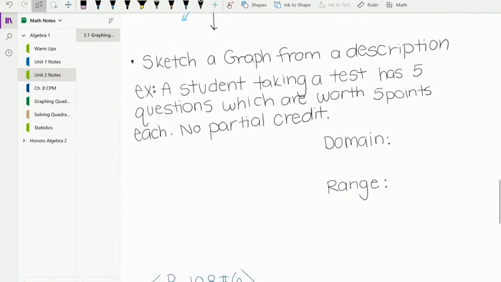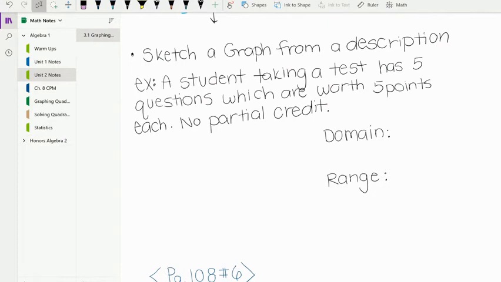We have sketch a graph from a description. So we have a student taking a test has 5 questions, which are worth 5 points each, and there is no partial credit. Okay, so we have to ask ourselves, what would be the X and what would be the Y? So the input would be the question, and the output would be the points. So we're going to go ahead and set up an L graph because I don't need any X negative values or Y negative values because I can't have negative questions or negative points. We can lose points, but you can't lose more than 0, right?